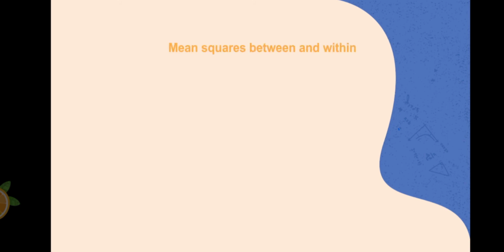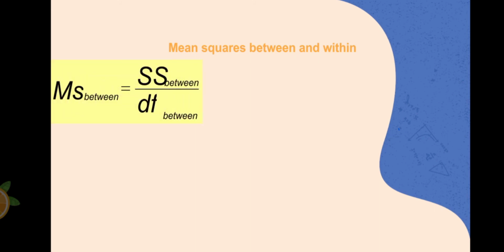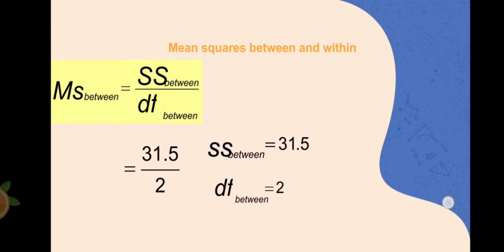So now we have to calculate the mean squares between and within, since we now have our SS between and within. So we have the mean squares between is equal to sum of squares between over degrees of freedom between. So this is the value that we had calculated earlier. So we have 31.5 divided by 2 is equal to 15.75. So that's the value of our MS between.